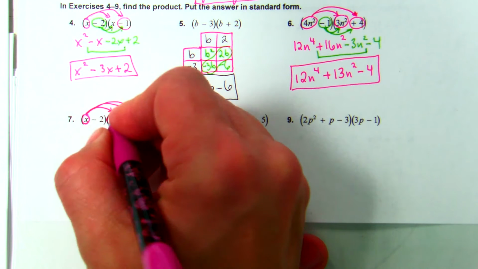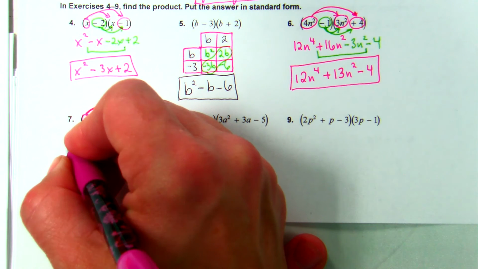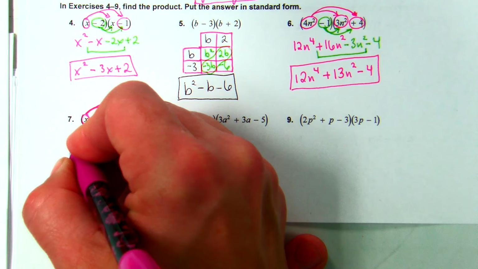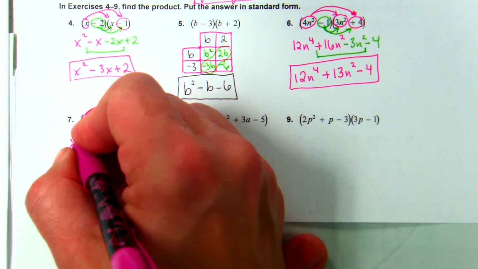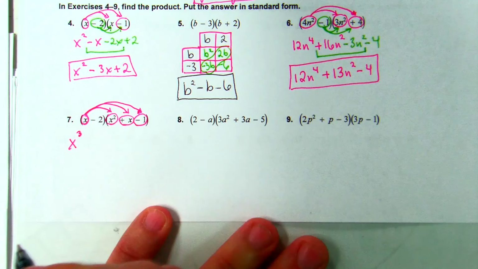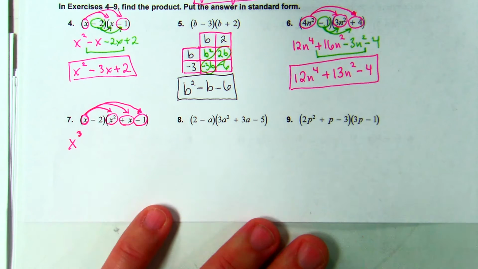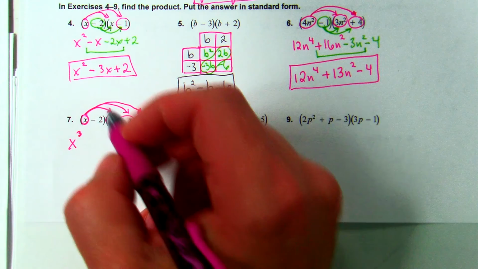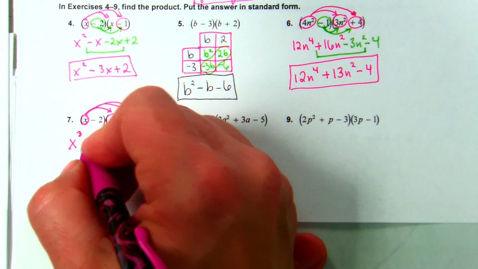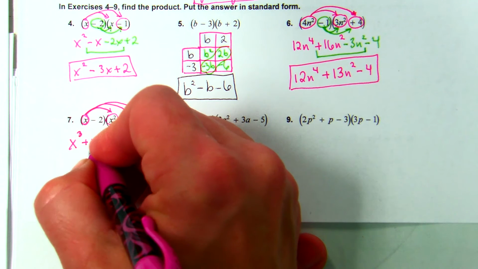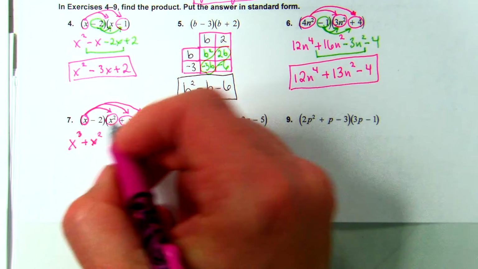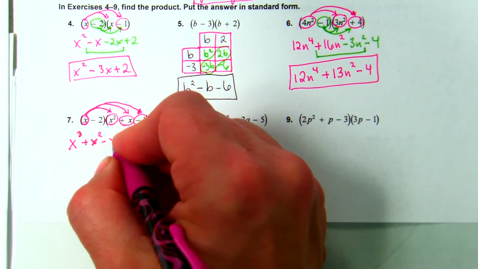We're going to have x times x squared. What's that going to give us? X to the 3rd power, right? We got x to the 1st times x to the 2nd. We add those together, we got x to the 3rd. Then we're going to have x times x. Well, that's just going to be x squared. Then we're going to have x times negative 1. That's going to give us a negative x.